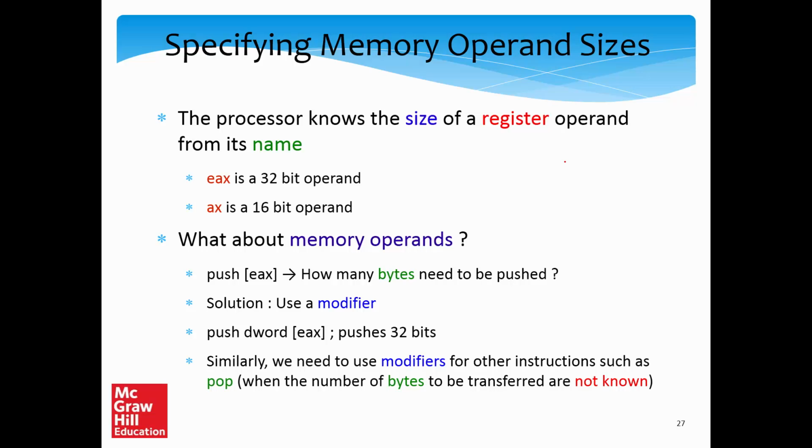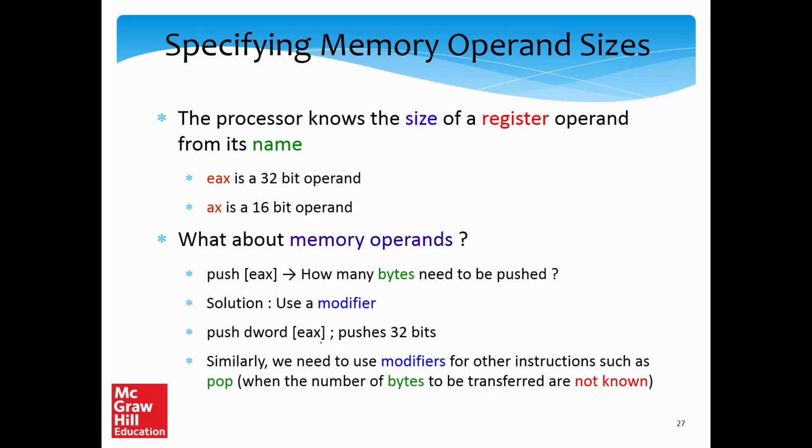Specifying memory operand sizes, so let's take a look at it. The processor knows the size of a register operand from the name of the register. For example, EAX is a 32-bit operand, AX is a 16-bit operand, and RAX is a 64-bit operand, we also know that. But what about memory operands?